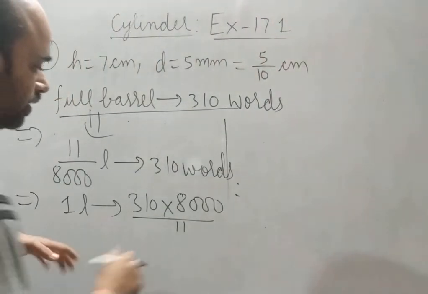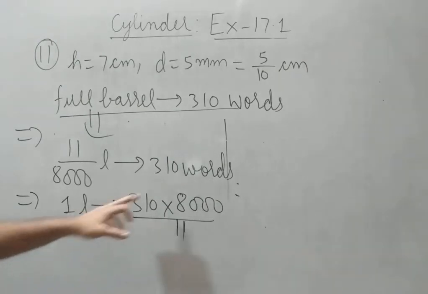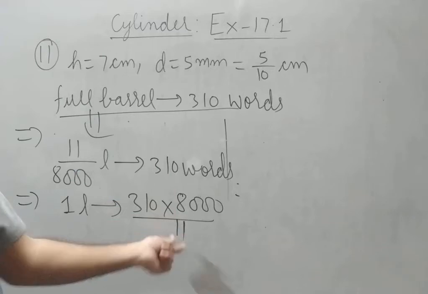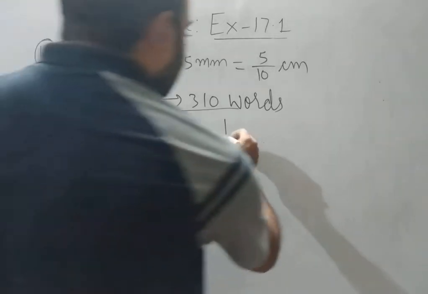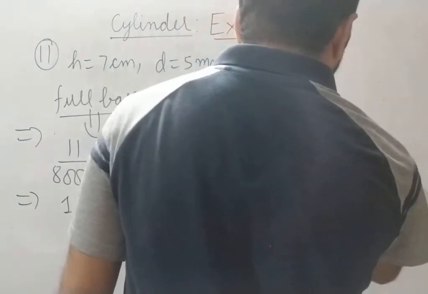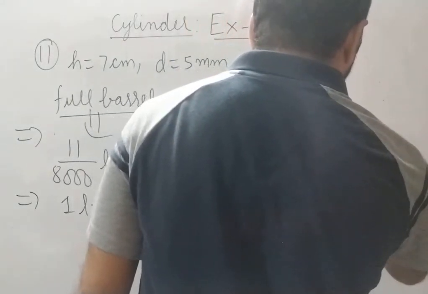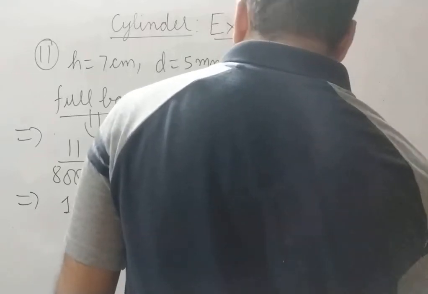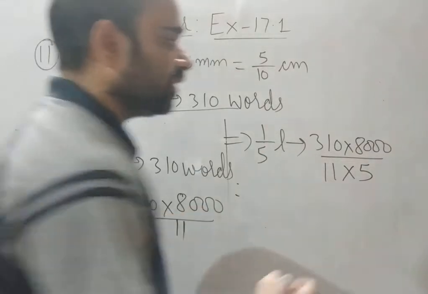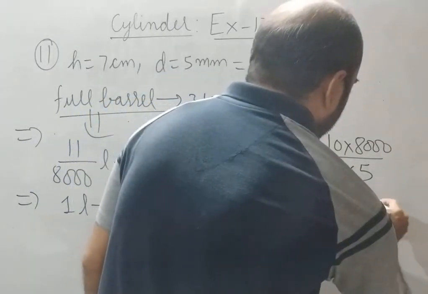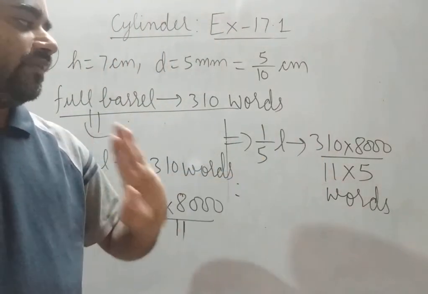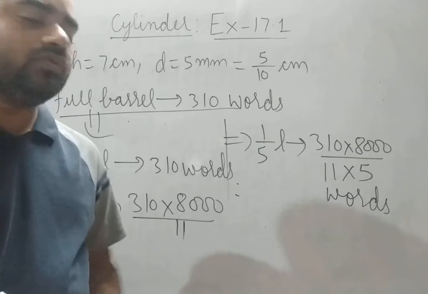Correct. This is understood. In 1 liter, upon this unitary method, 310 into 8000 upon 11. So in 1 upon 5th liter, we will write 310 into 8000 upon 11 into 5 words. Correct? And we have to give the answer correct to the nearest 100. So we have to divide.